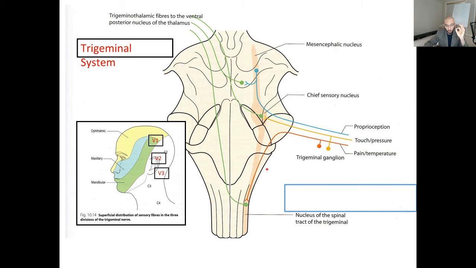Perfect. Good. Awesome. Very, very good. So we're before we crossed over. We didn't cross over yet. Everything is on the same side. Damage on the right. Pain and temperature signals coming in on the right won't be able to make it. That's exactly correct.